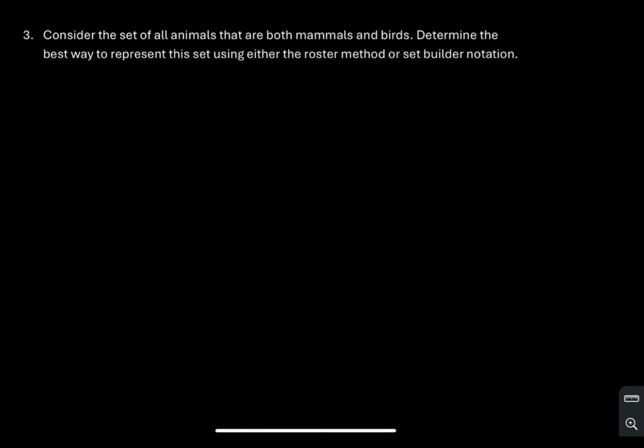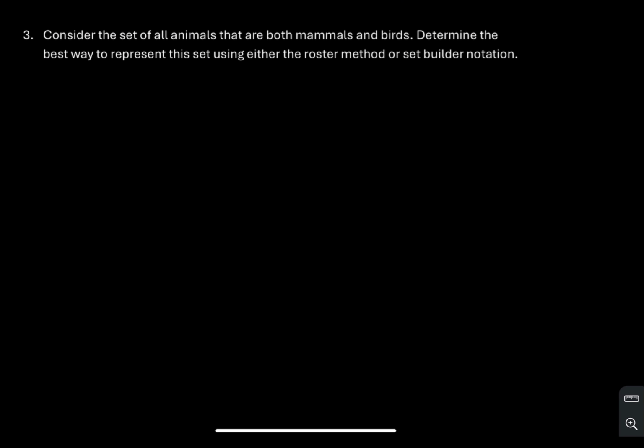So for this third problem, it says consider the set of all animals that are both mammals and birds. Determine the best way to represent the set using either the roster method or set builder notation. So mammals and birds are not the same thing. A bird is not a mammal, and a mammal can't be a bird. The reason why is because a mammal has either hair or fur. A bird has neither of those. A bird has feathers. So that's just one simple way to determine if a bird is a mammal or not. Now there's much more that goes into it, but I'm just briefly explaining it.